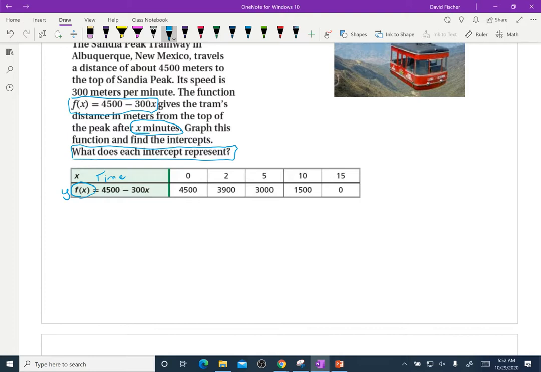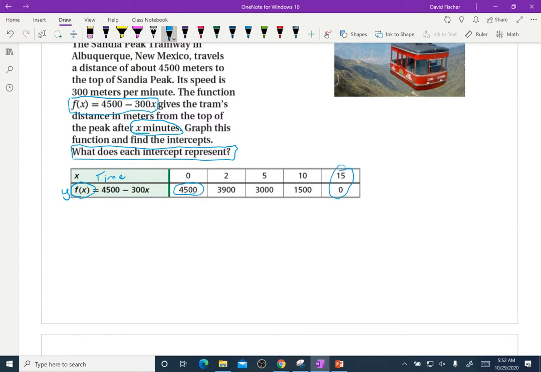All right, so they did all the math for us. They put a 0 in for x. 0 times negative 300 is 0, so the y-value is 4,500. There it is. They found the x-intercept. I'm sorry, the y-intercept there. Now, they kind of did this over here.